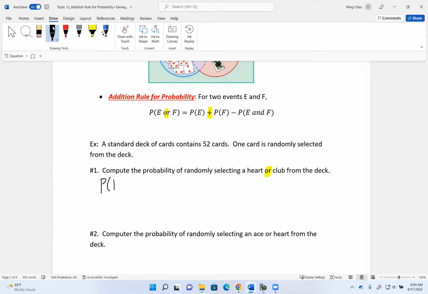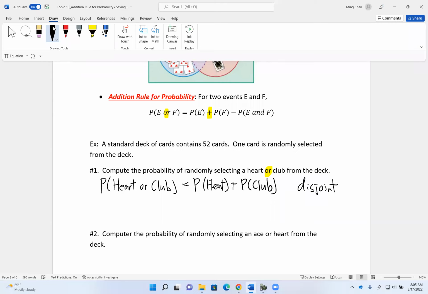So the probability of heart or club occurring is going to be the probability of hearts plus the probability of club. Now you've got to think: are these two events disjoint or not disjoint? Do they have a common outcome? Is there a card in the deck of 52 cards that is both a heart and a club? The answer is no. So that means these two events are disjoint.